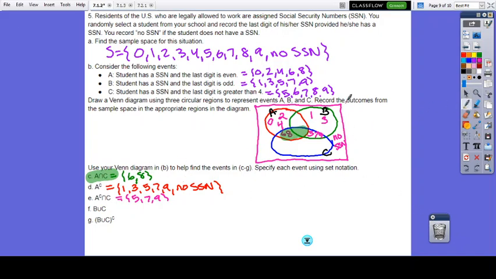B union C means look at all of B and all of C and write everything down once. So if I look at those, I have the 1 and the 3, I have the 6 and the 8, and I have the 5, the 7, and the 9. Again, you do not have to have them in numerical order.